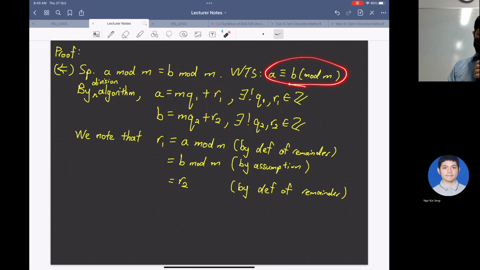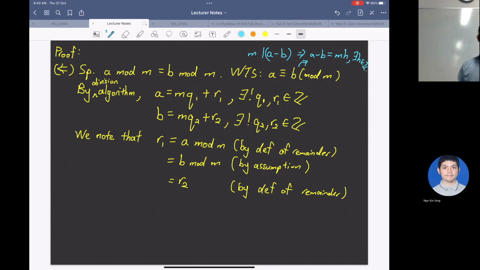What we want to show is that A is congruent to B. So we recall the definition of congruence. We have to take A minus B and show that it is divisible by M. That is, A minus B is equal to M times some integer.